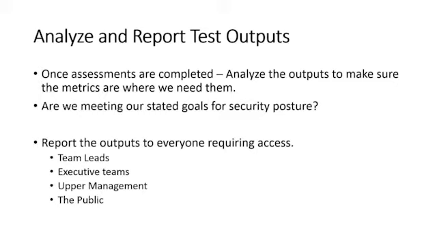So are we meeting our stated goals for security posture? Because again, we want to stay small, lower that attack surface, harden our systems. We want to be secure. We have to analyze the metrics, the outputs, to see where we are. And we might have to report the outputs to everyone or anyone requiring access to them, like team leads. If we're doing this reporting for them, we're going to have to give it to a team lead. Executive teams, upper management perhaps, maybe the public. We might have to notify the public, our stakeholders, of what's going on inside of our organization.